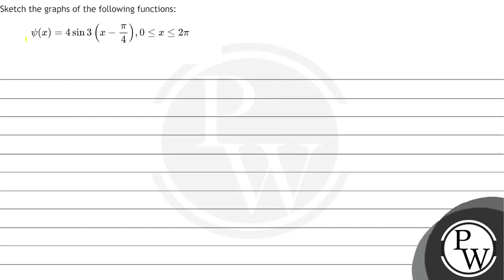Hello बच्चों, let us read the question first. Sketch the graph of the following function: psi x is equal to 4 sine (3x minus pi by 4), and x belongs to 0 to 2 pi.